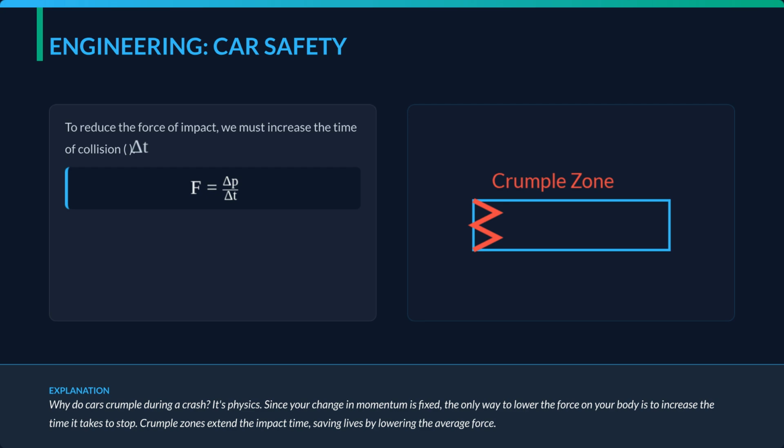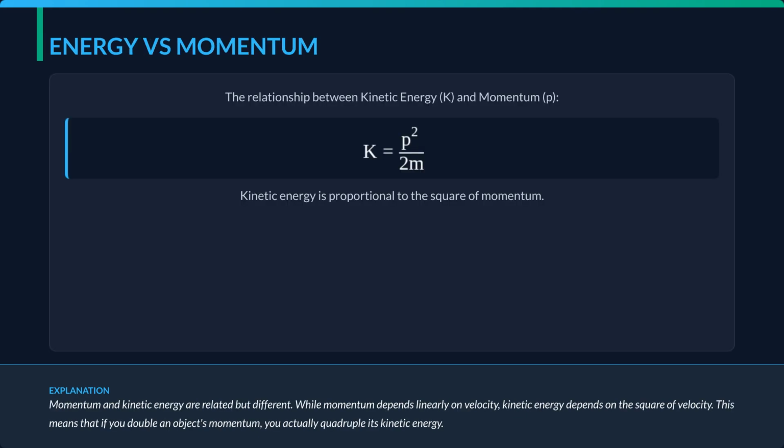Engineering car safety relies on the Impulse-Momentum Theorem. By increasing the impact time using crumple zones, the average force exerted on the occupants is significantly reduced, which helps prevent serious injury. Kinetic energy and momentum are related, but they are not the same. Kinetic energy is proportional to the square of momentum. This means a small increase in momentum results in a disproportionately large increase in kinetic energy.